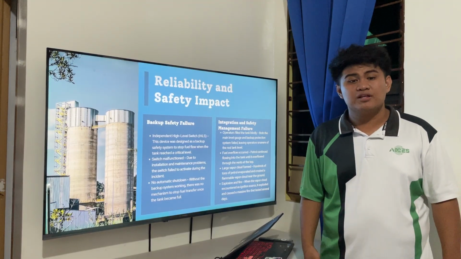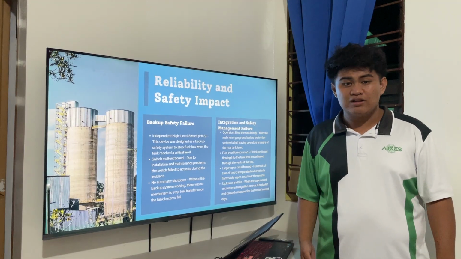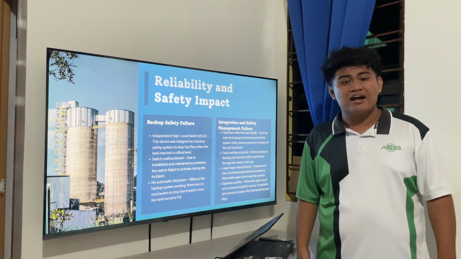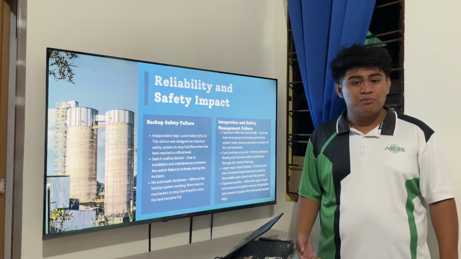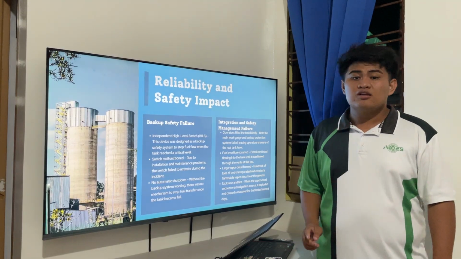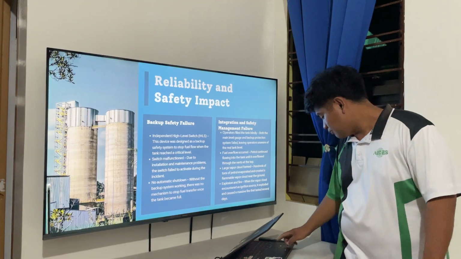Without the backup protection, there was no automatic shutdown to stop fuel transfer. As a result, operators unknowingly continued filling the tank. Fuel overflowed through the vents, creating a large flammable vapor cloud. When the vapor cloud encountered an ignition source, it caused a massive explosion and fire that lasted several days.